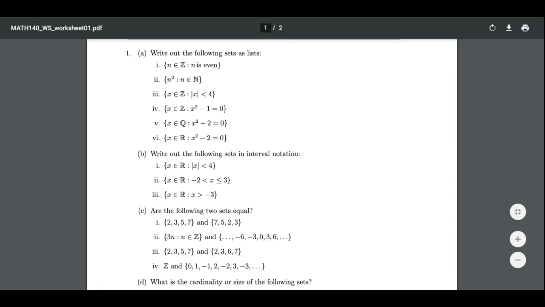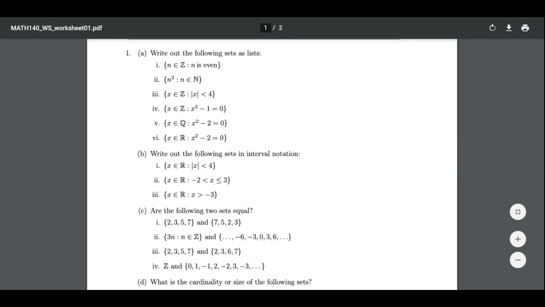Any other questions? Let's see the second one. The second one is saying n squared, where n is in natural numbers. Patrick is saying 1, 4, 9, 16, 25, 36. What's missing, Patrick? Wouldn't that also be infinite? Yes.